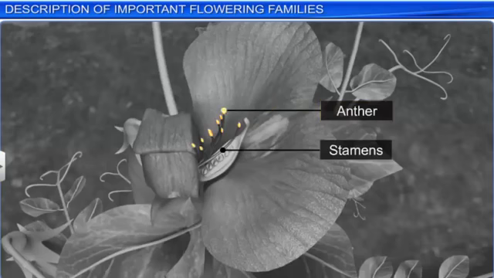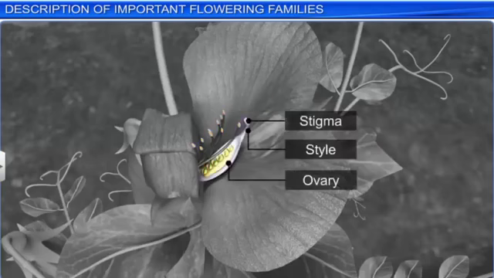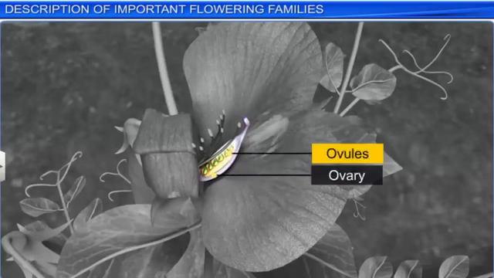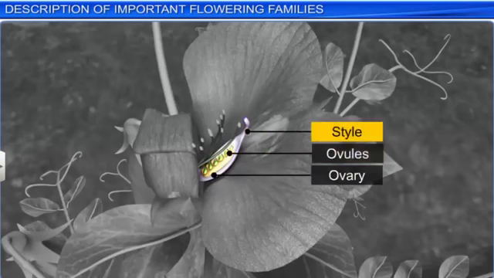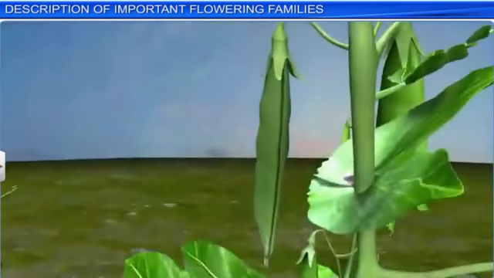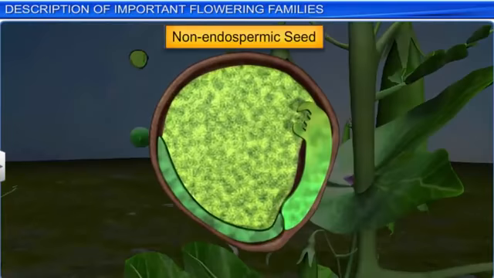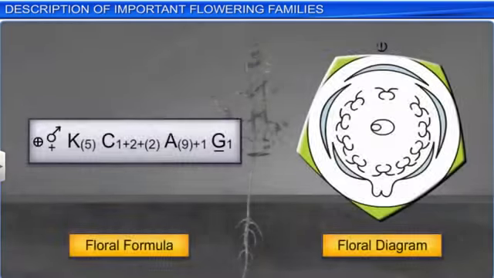The gynoecium has a superior ovary and is monocarpellary, which means it has just 1 carpel. The ovary is unilocular with many ovules, and these flowers have a single style. Fruits of this family are legumes with 1 to many non-endospermic seeds. The floral formula and the floral diagram of the Fabaceae family are as shown.